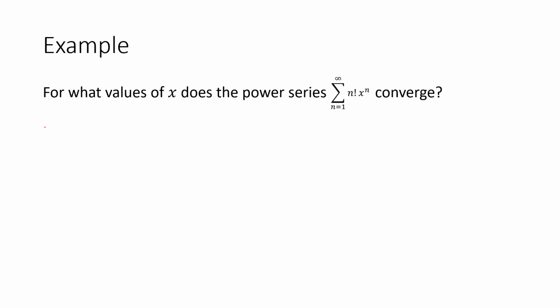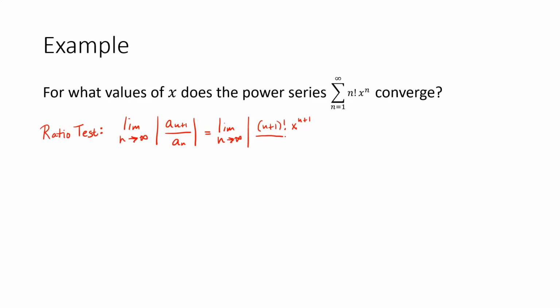So when we apply the ratio test here, we'll take the limit as n approaches infinity of a n plus 1 over a n. For this example, we'll treat n as the index here, so n factorial x to the n becomes n plus 1 factorial x to the n plus 1 for a n plus 1, and for a n, we'll put n factorial x to the n.